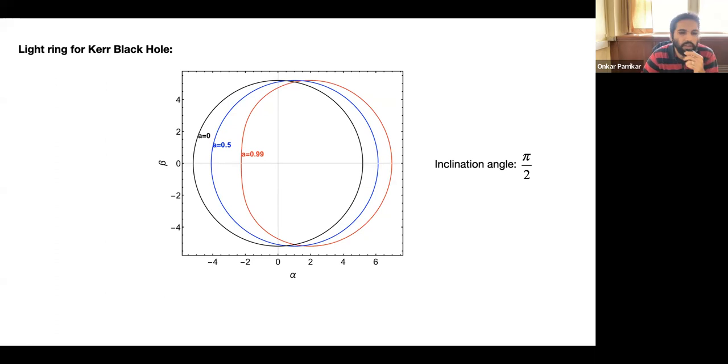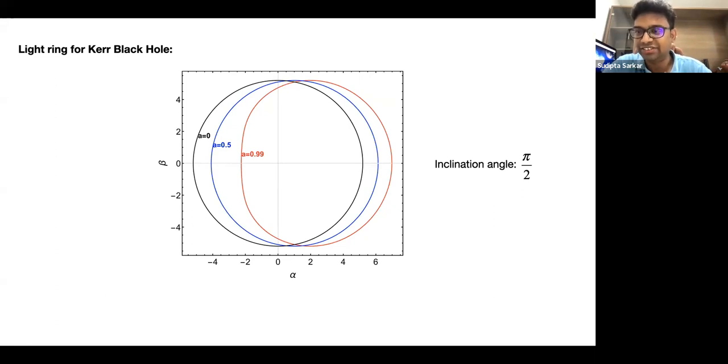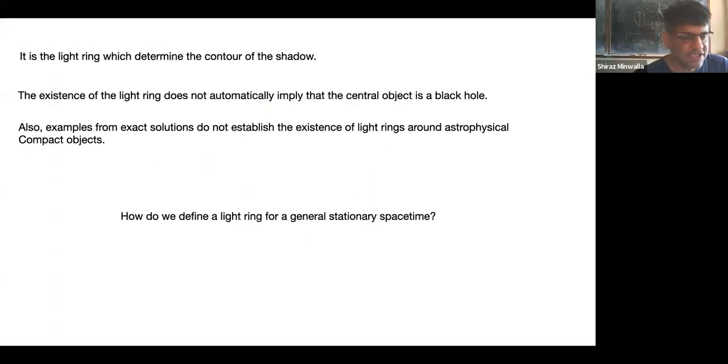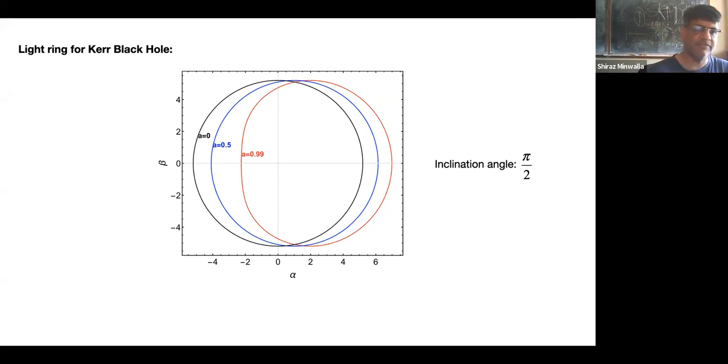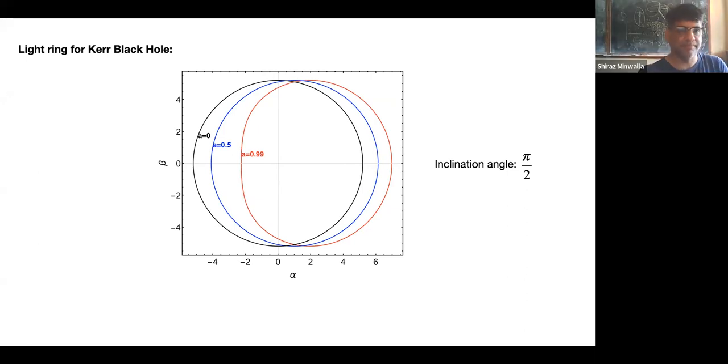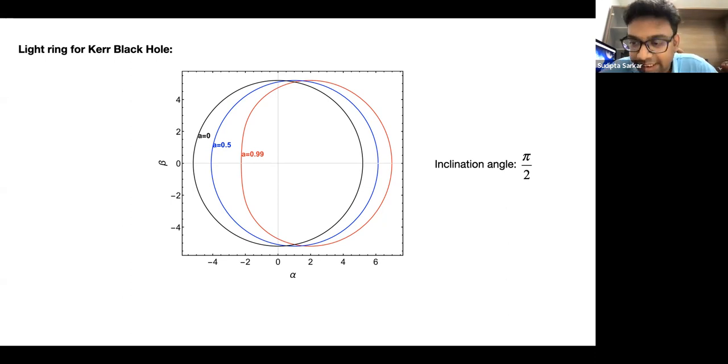Sorry, is there a simple relationship between the alpha beta coordinates and the r phi coordinates, or is it too complicated? No, I don't think there's a trivial relationship. By equatorial, you mean if the rotation is about the z-axis, the xy plane? No, I mean the theta equal to pi by 2 plane in the usual Boyer-Lindquist coordinates. Isn't that the xy plane? I mean the plane perpendicular to the rotation. If the z-axis is the rotation axis, then it is the xy plane.